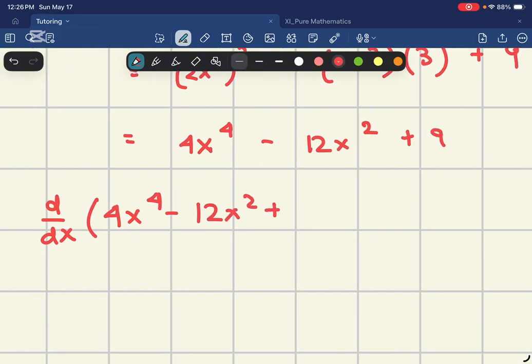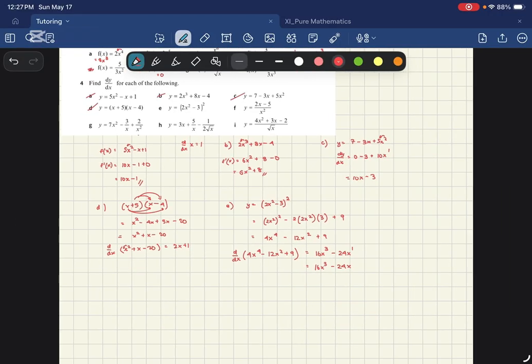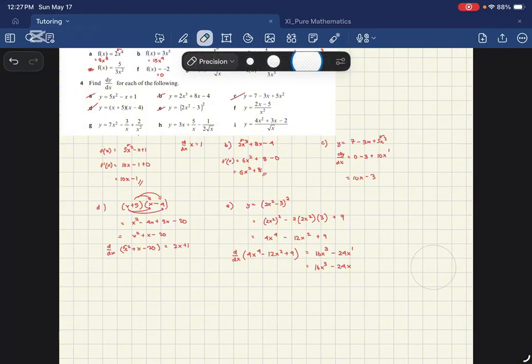And now if you take the derivative of this expression, you're going to get, if you bring 4 to the front, that is 16. 4 times 4 is 16. X cubed minus bring 2 to the front, that is 24. X to the power 2 minus 1 is 1. Plus 0 is just going to be 0. You have 16x cubed minus 24x. So that is going to be your solution. All right, so let me erase this.